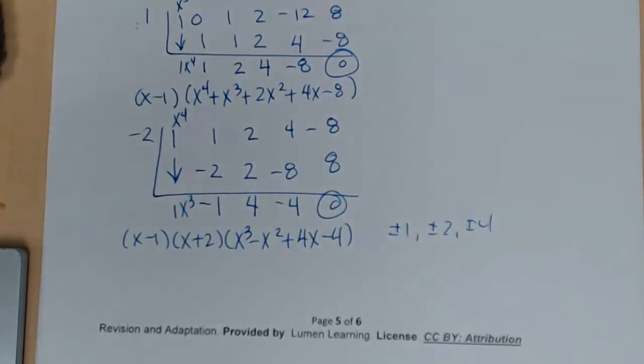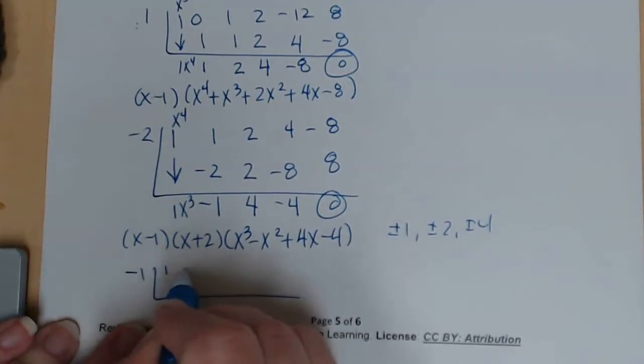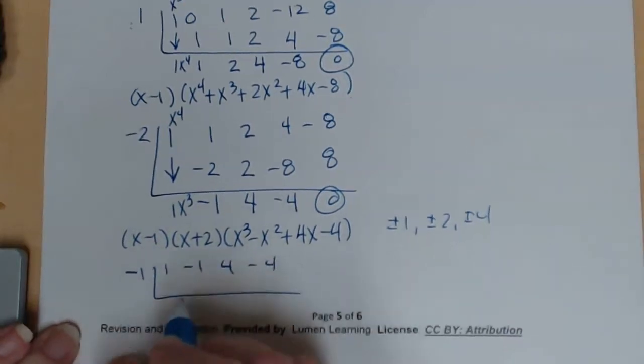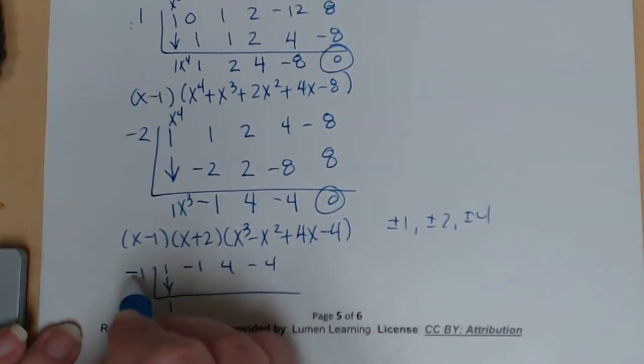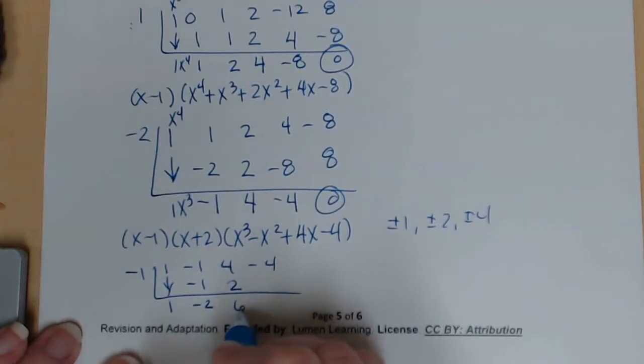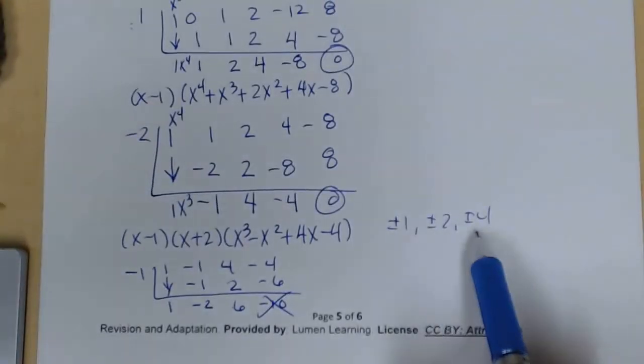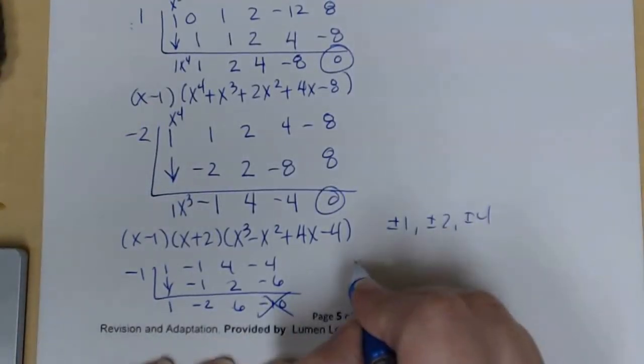So I'm going to try negative 1. And again, I'm working with what I have left over. 1, negative 1, 4, negative 4. I'm going to do my synthetic, bring the 1 down, multiply, add, multiply, add, multiply, add. That didn't work out. Okay, well, of my possibilities, I tried negative 1. Let me try 2 again.